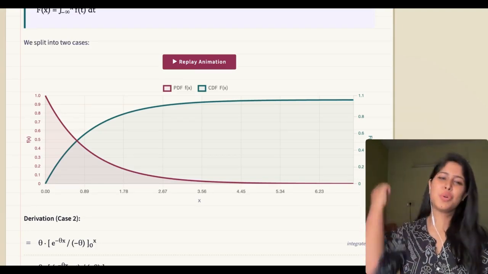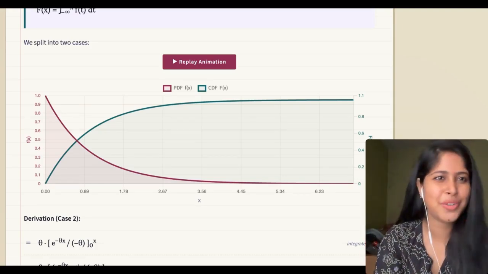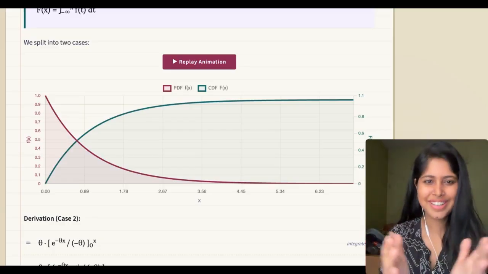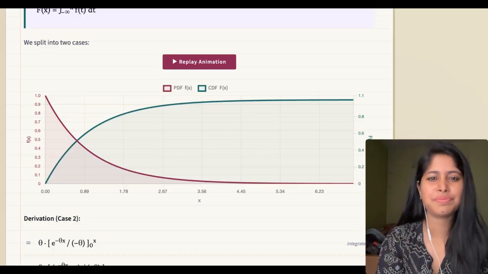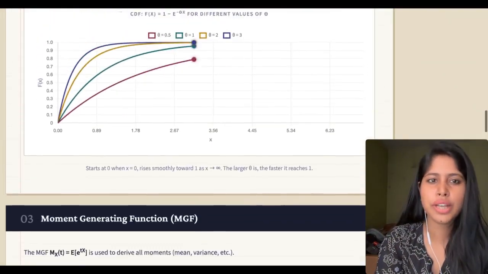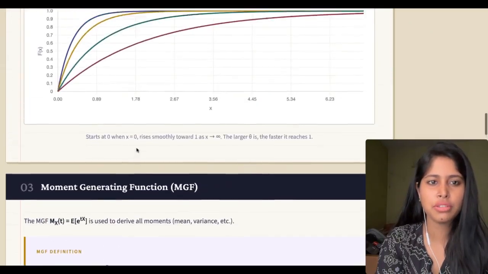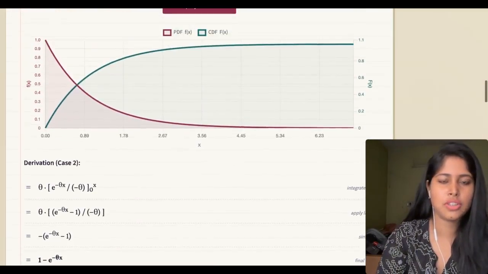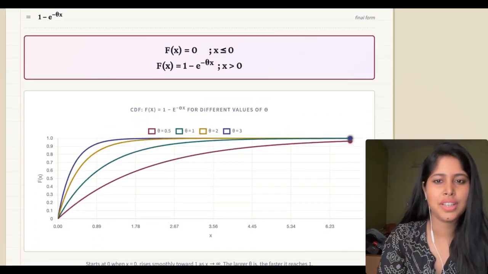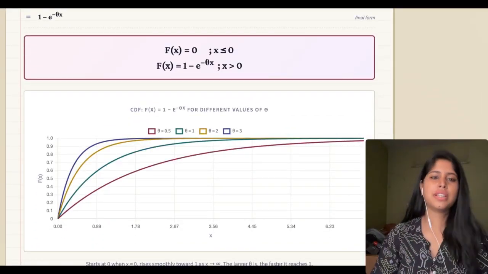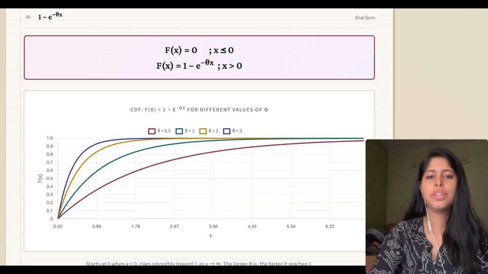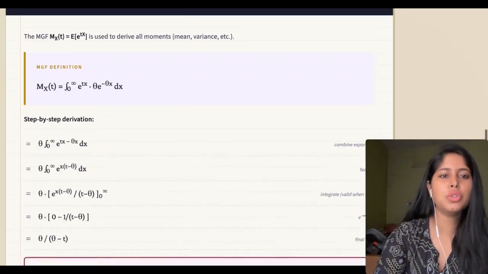But okay, let's not go into real life. Let us stick to whatever we are studying. See, this is a CDF graph basically. Could you see the animation? Let me scroll up. Can you see the animation? This is basically the graph of the CDF. Okay, now coming to our next part.